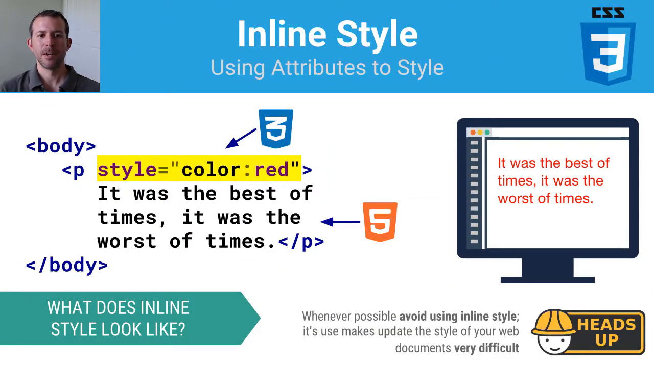So this is what it looks like. Here I have my body, and I have a paragraph element. Inside the opening paragraph tag, you will see that there's a style attribute I'm using. And inside of that, I have my CSS declaration, color red. So instead of creating a full-blown CSS rule, I can use inline styling to set style properties. And as you can see, it has the effect of coloring the text red. This method of styling is called inline because the CSS and HTML are mixed together.